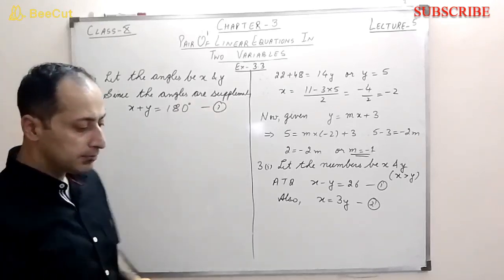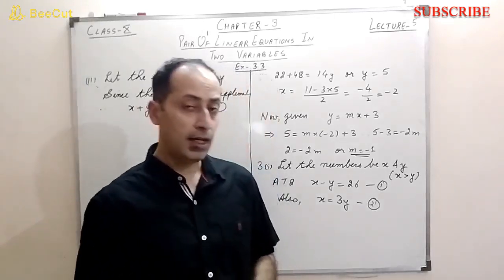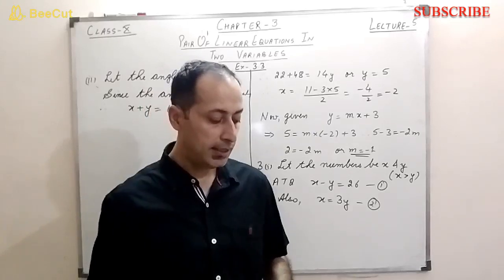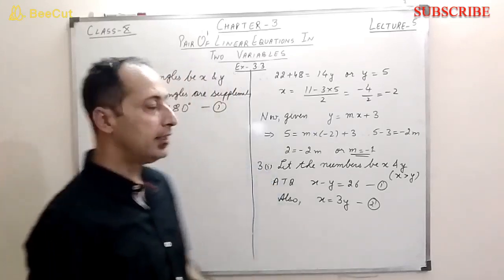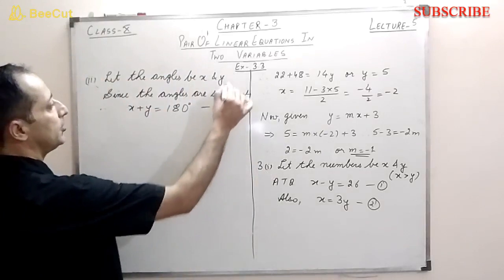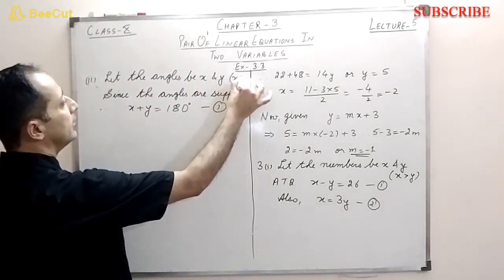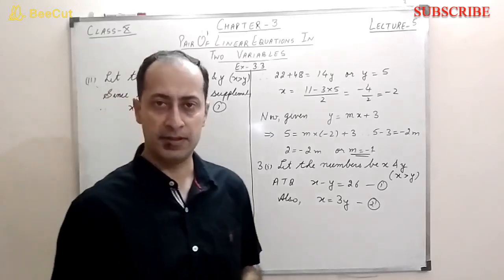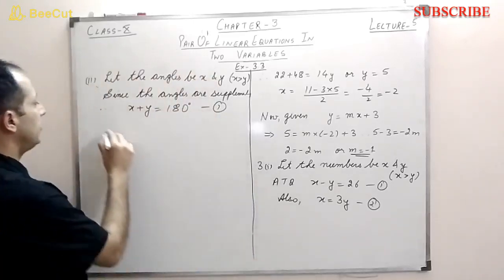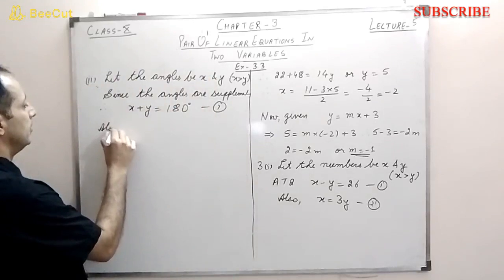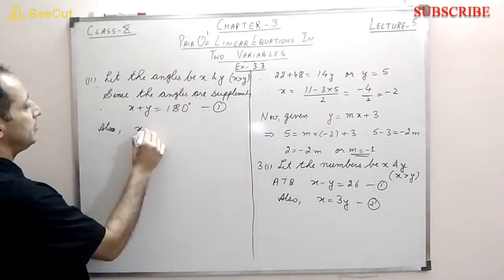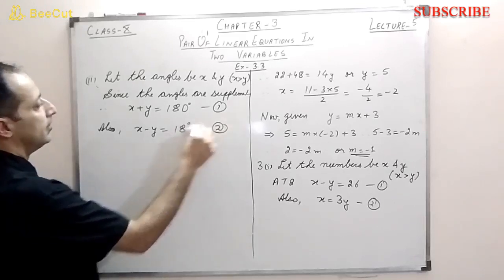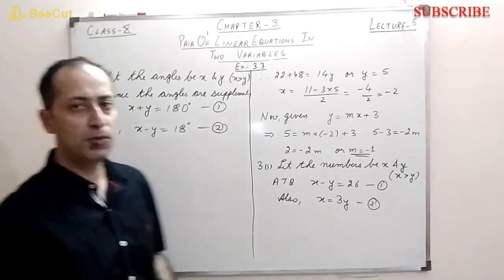Now what is given? The larger angle exceeds the smaller by 18 degrees. So again, in the beginning, we have to write the condition. We suppose that x is greater than y. Now exceeds means there is a difference. So therefore, x minus y is equal to 18 degrees. So this is how we get the two equations.